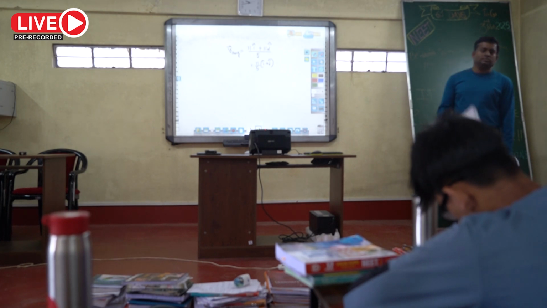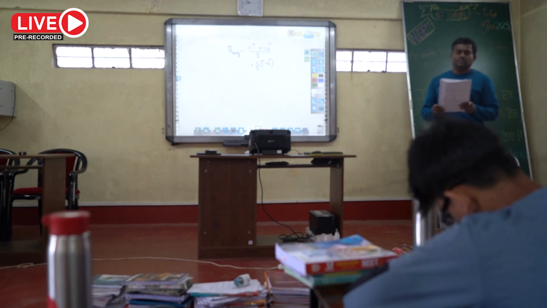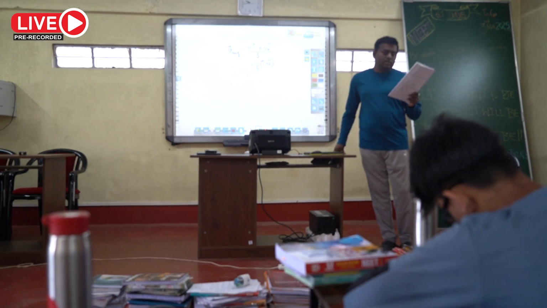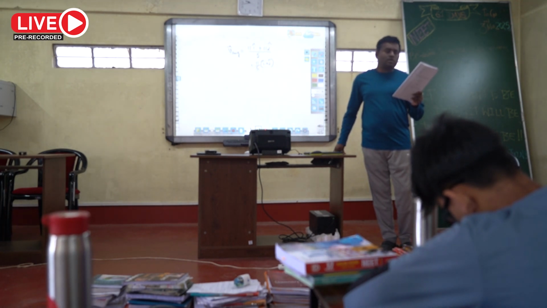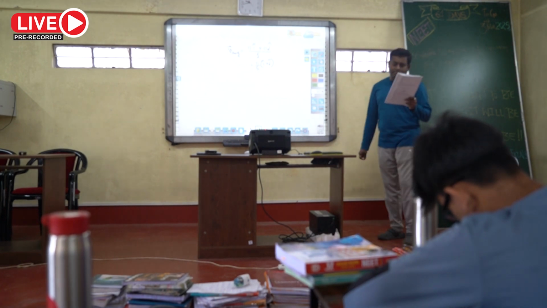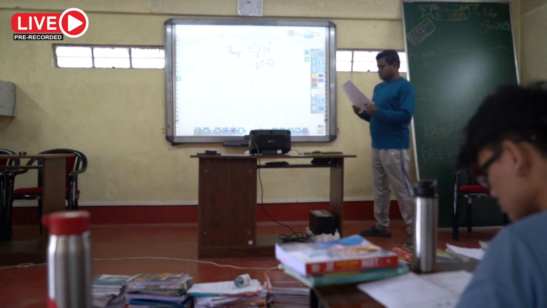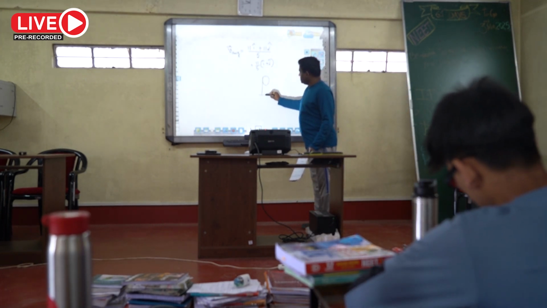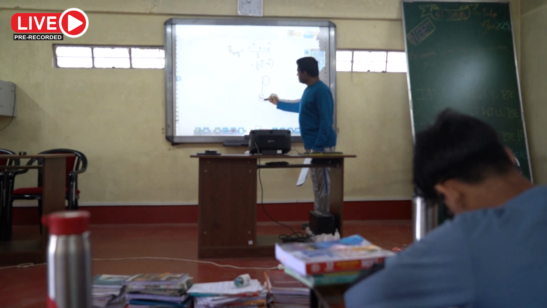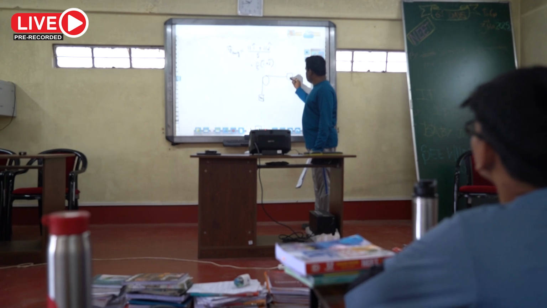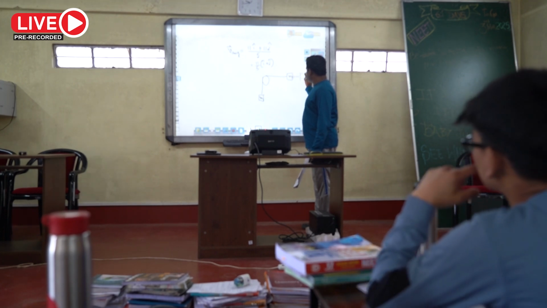Next question. See, no need to solve the detailed question. For the next one, you have to only find out the acceleration of the system. Okay. Now you can see that this mass is m1, suppose. This mass is m2. There is another mass m3.